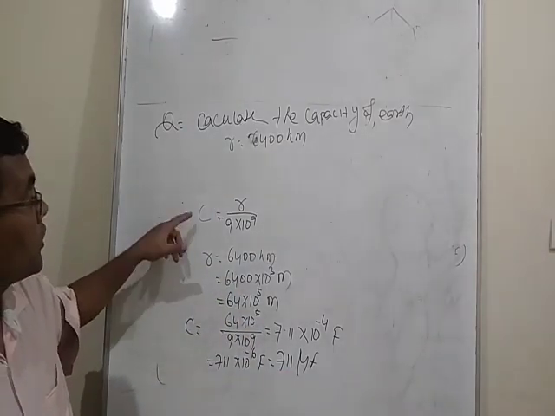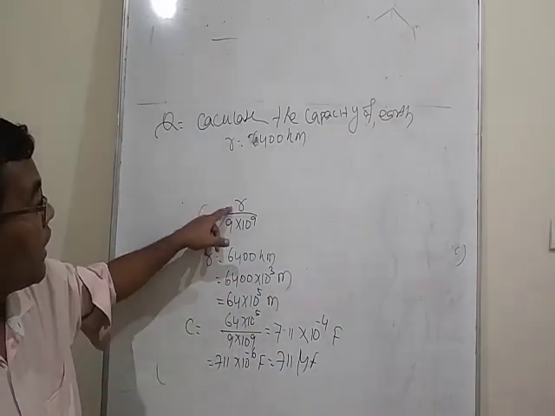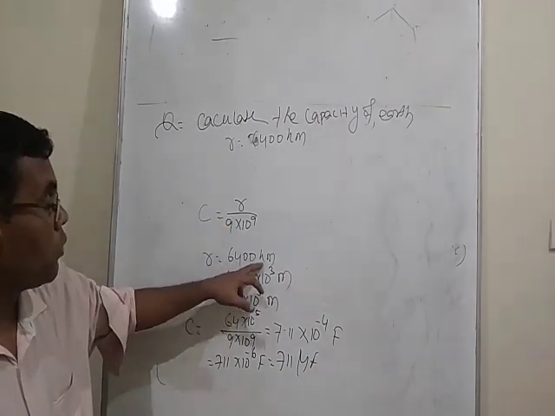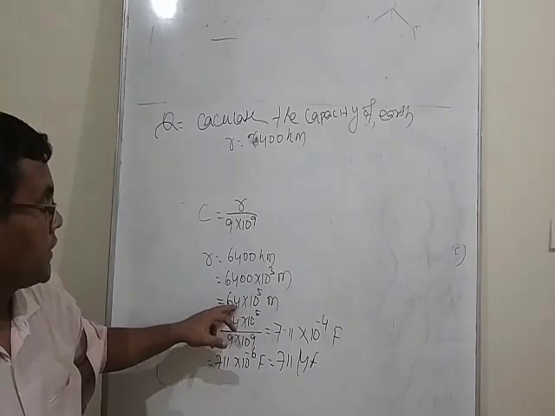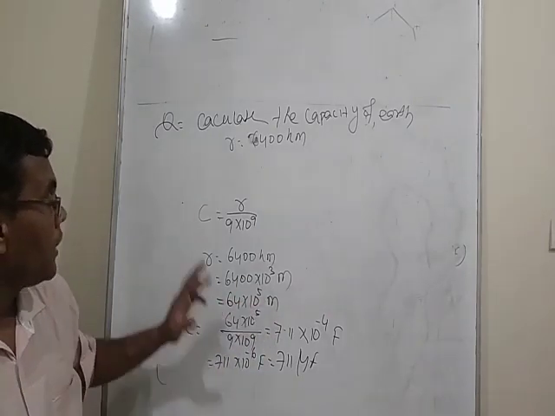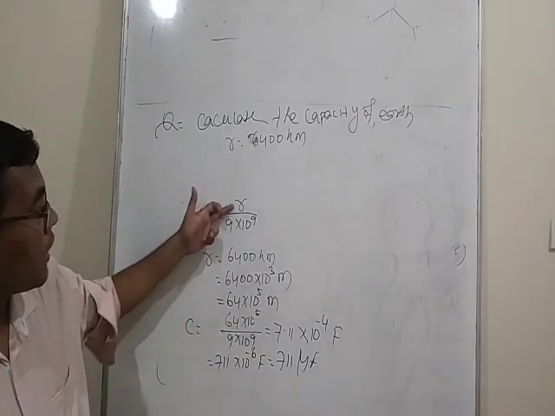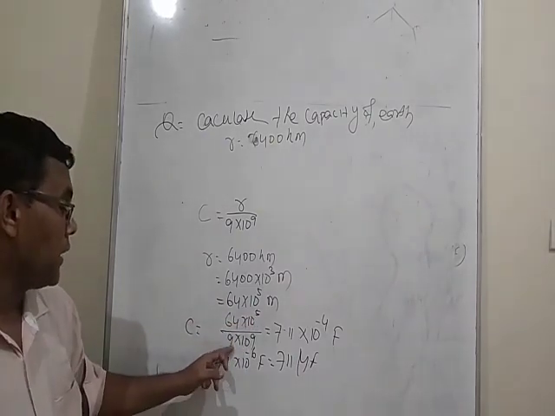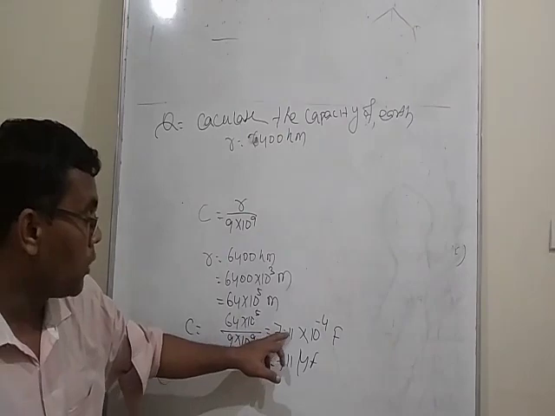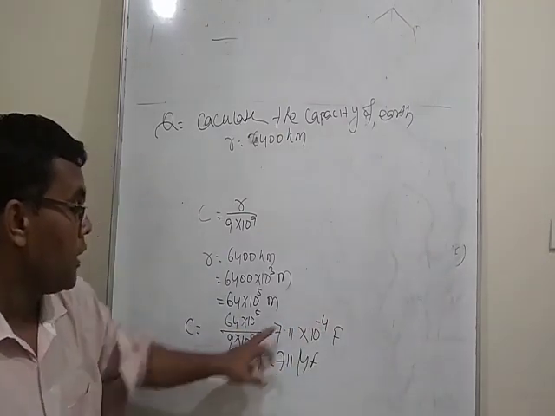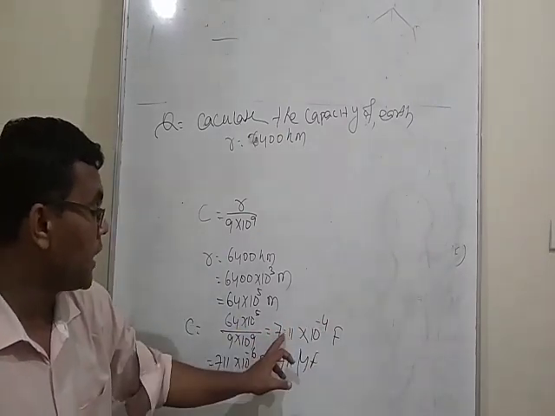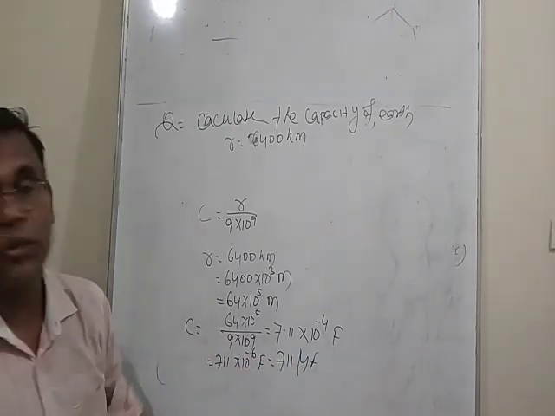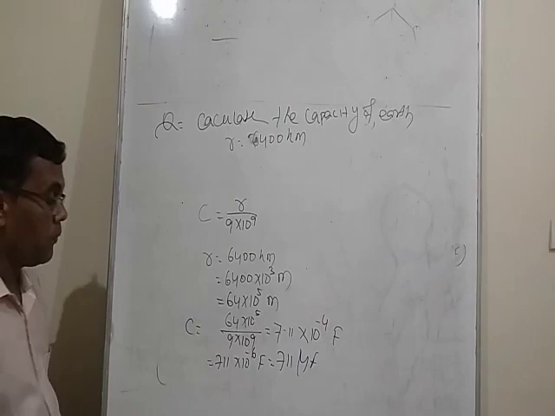So the formula for a spherical conductor is C equals R by 9 into 10 to the power 9. The value of R is 6400 kilometer, which in meters is 64 into 10 to the power 5 meter. So C equals R by 9 into 10 to the power 9, which is 64 into 10 to the power 5 divided by 9 into 10 to the power 9, giving 7.11 into 10 to the minus 4 farad. Converting minus 4 to minus 6, we get 711 into 10 to the minus 6 farad, or 711 microfarad. It is the capacity of Earth.